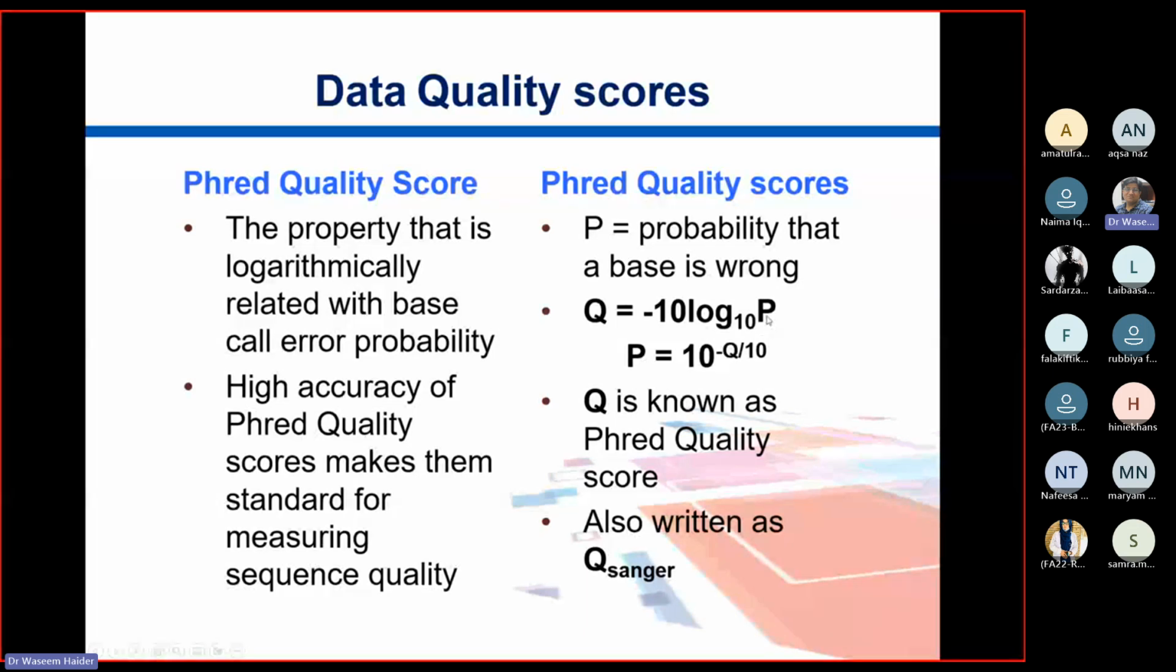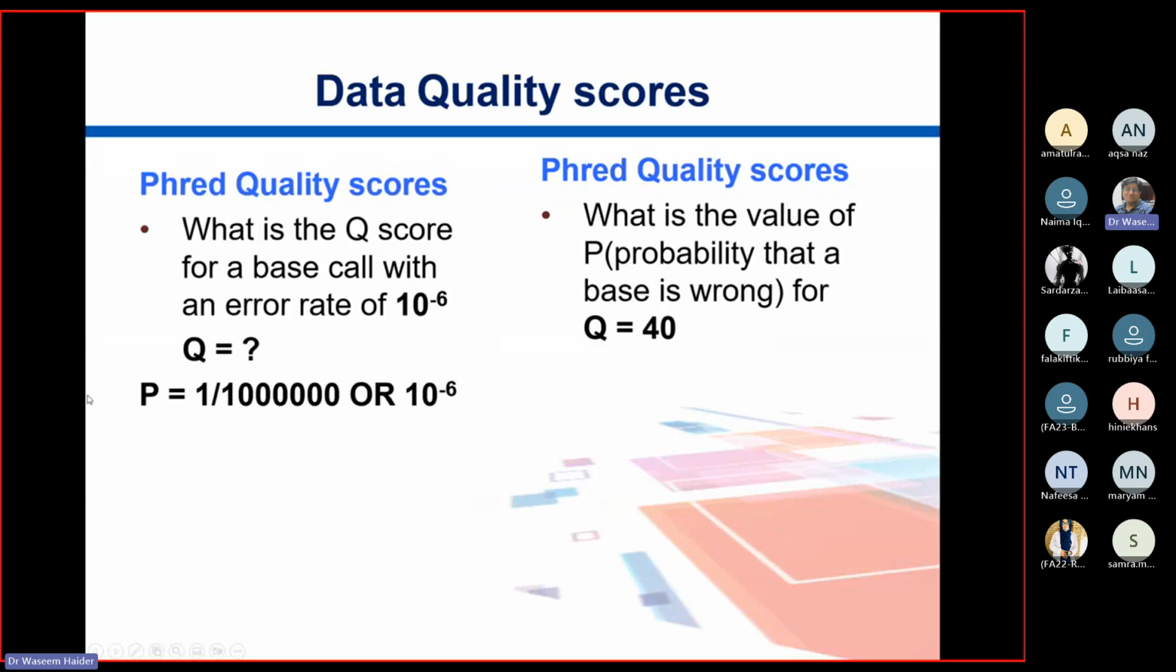So if you have P, you can get Q. If you have Q, you can get P. So you plug in Q here and you can get P. Q is also known as Phred quality scores, Q scores, and they are also written as Q Sanger, because initially we had this in the Sanger sequencer. So that is the formula, and here are those calculations.